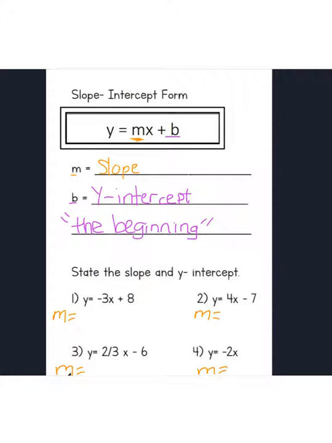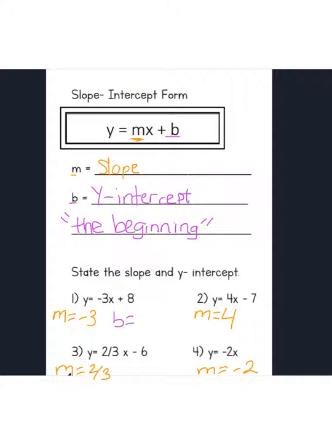So for this first one, it is -3. For the second one, it is 4. And for the third one, it's 2/3. And that last one is -2. Nowhere did I write the letter x. We never count the letter x.